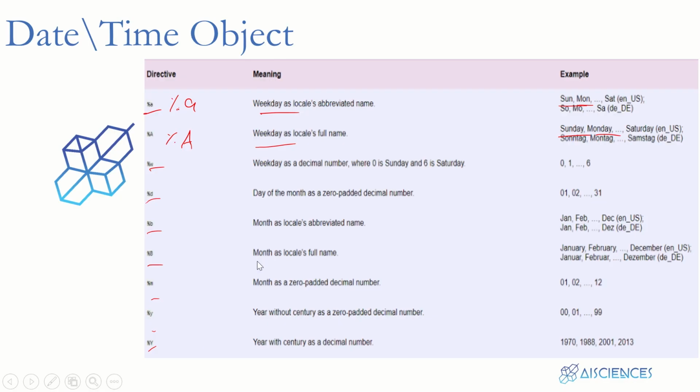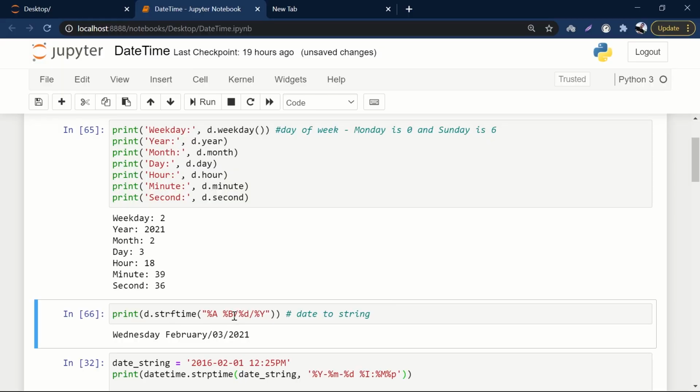How do I know that? Simple, here's a cheat sheet, right? This small m shows the month as a zero-padded decimal number: 01, 02, up to 12. So let's get back to our previous format, %m, right?